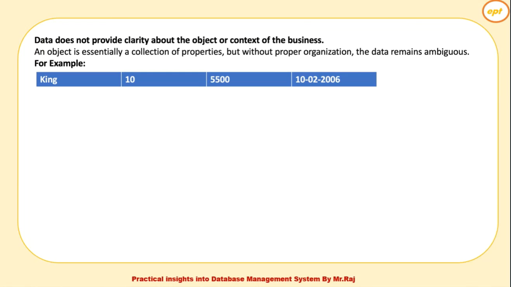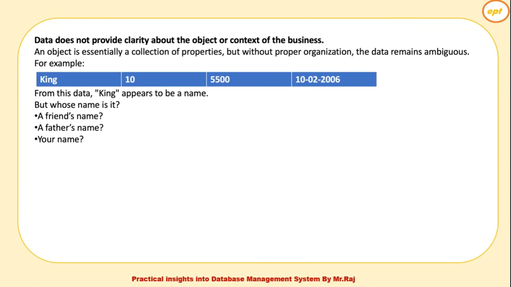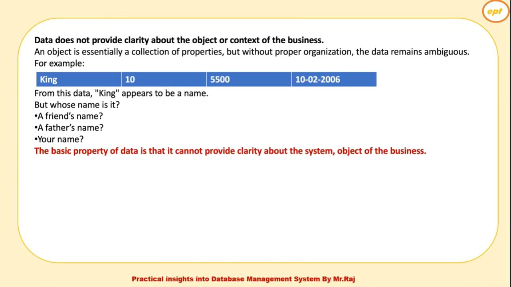So now I am saying there is one record and the first column has King. King appears to be a name, but whose name is it? You can't even say. If we assume it is a name, then whose name is it? Your name, a friend's name, my name, a nickname, or some brand name, anything, right? That is why I'm saying one of the fundamental properties of data is that it can't provide exact clarity about the system or object of the business. Here, system means some software application or maybe some product.